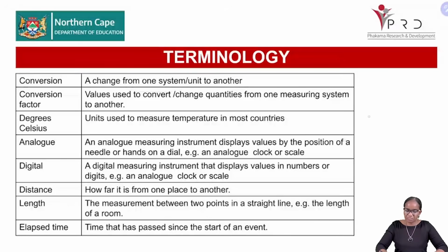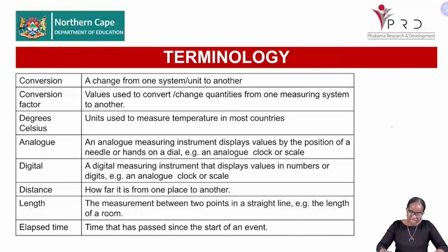Digital. A digital measuring instrument is an instrument that displays values in numbers or digits, e.g. a digital scale. You are just seeing numbers. A digital watch, you will see numbers, maybe 02:30. That's a digital watch.